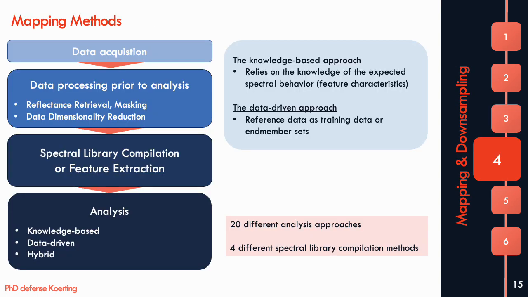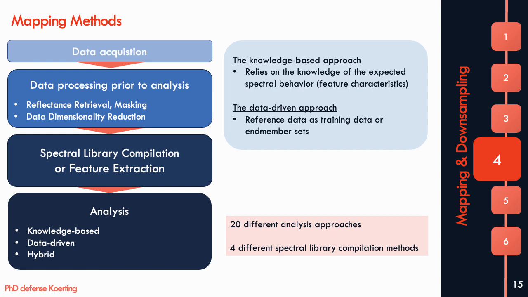Okay, so we're already coming to my evaluation of the mapping methods, and I wanted to introduce you to a very general workflow of how we are dealing with hyperspectral imagery, HSI. After the data acquisition, the data is processed prior to the analysis, which means a reflectance retrieval, a masking of low signal-to-noise ratio pixels, and it also can include a data dimensionality reduction. This is usually followed by a spectral library compilation or a feature extraction, and then the analysis, which can broadly be categorized into knowledge-based, data-driven, and hybrid.